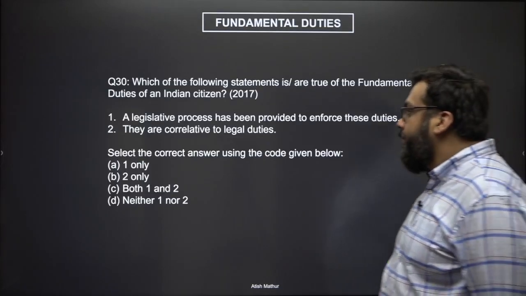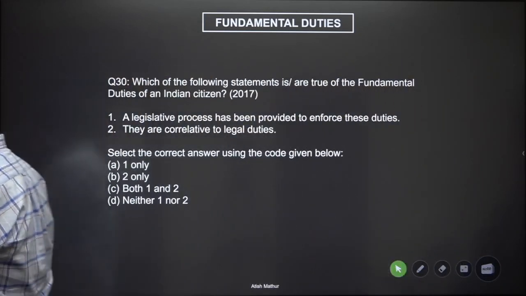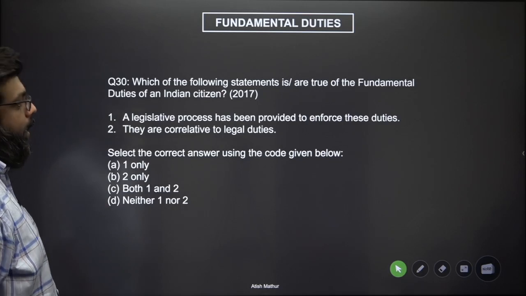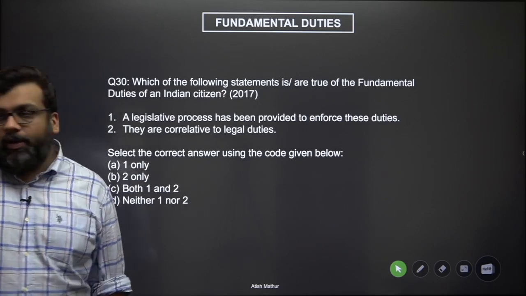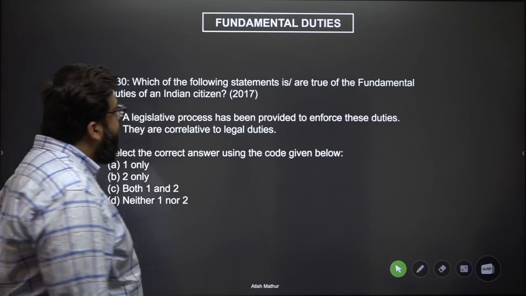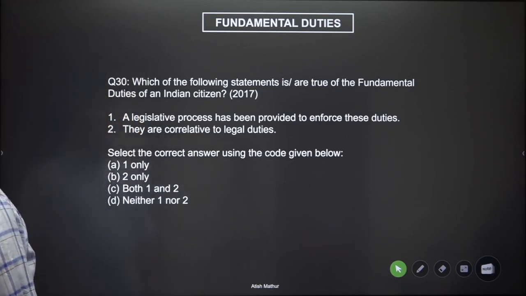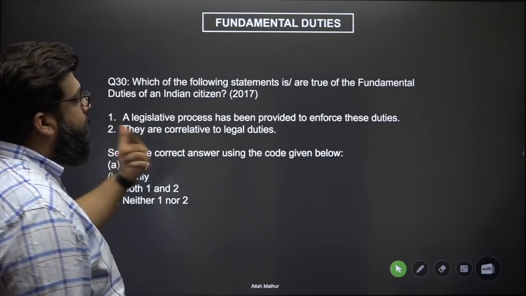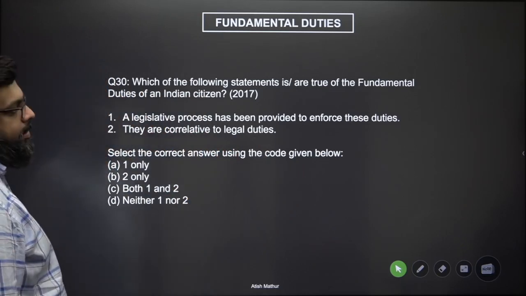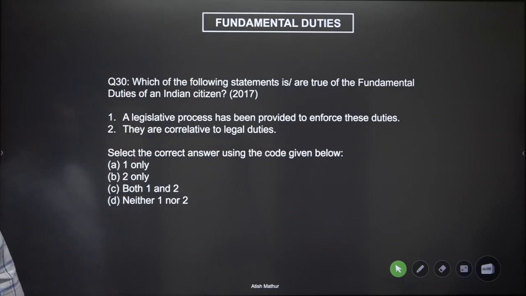Next, question number 30. Very good question. Which of the following statements is or are true of the fundamental duties of an Indian citizen? 1, a legislative process has been provided to enforce these duties. 2, they are correlative to legal duties.